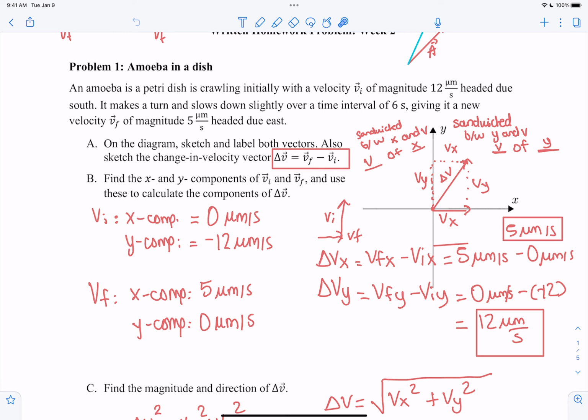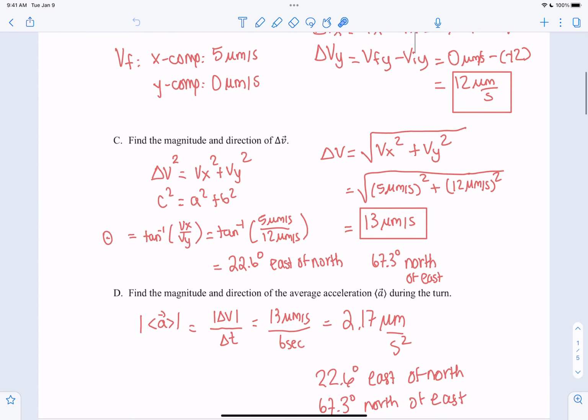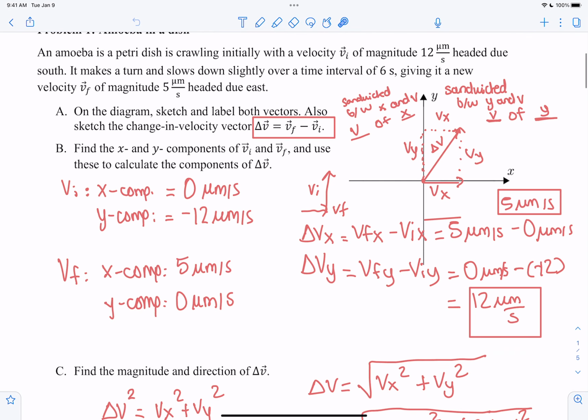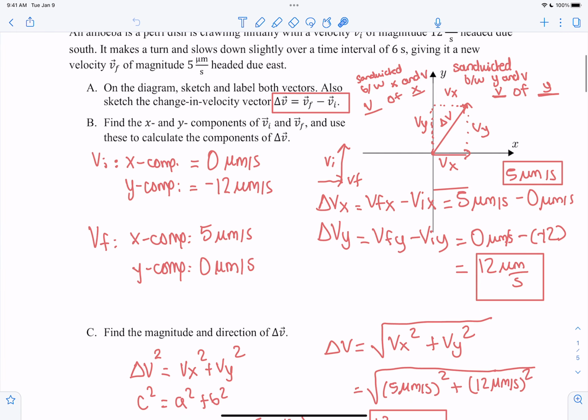But we're concerned with the change in velocity, because later on we're trying to figure out the acceleration. So we're only concerned with the direction of velocity, not his final position, which would be somewhere around here. We're only concerned with figuring out the delta v direction, and delta v is going to give us acceleration later on.